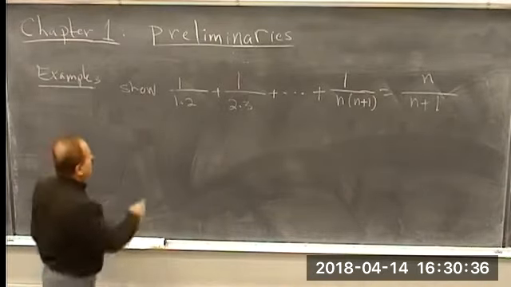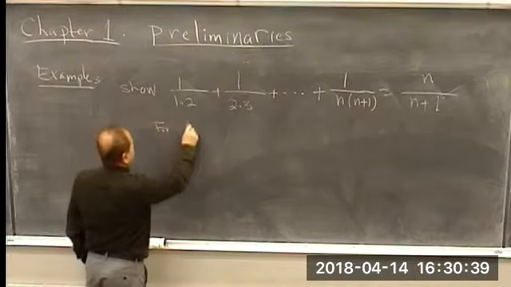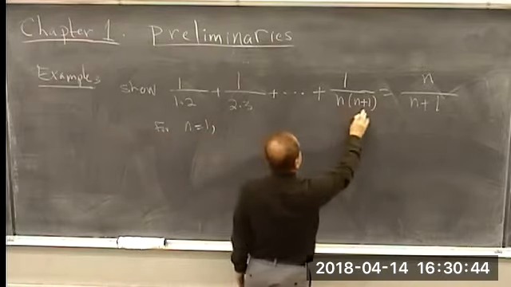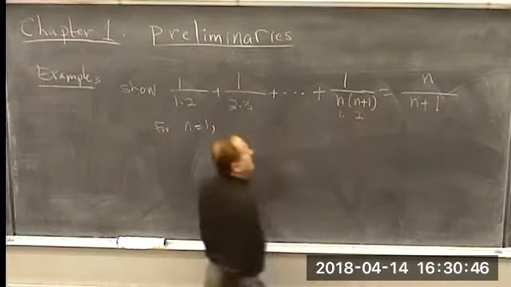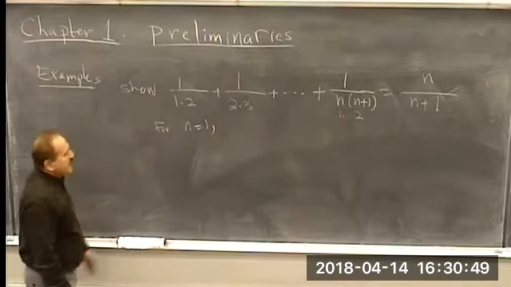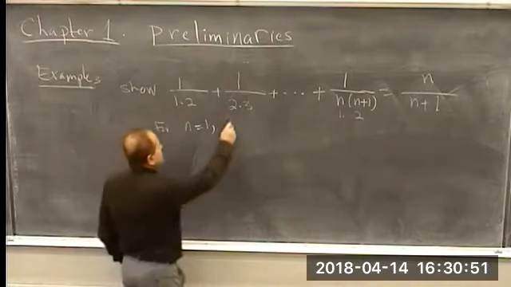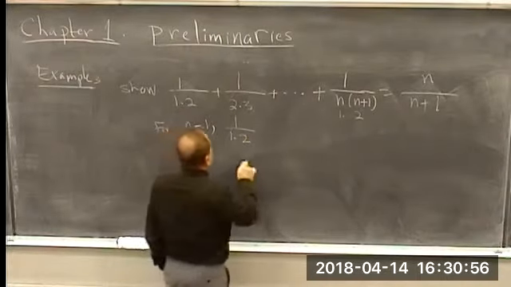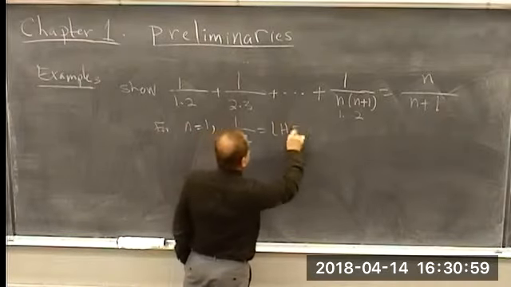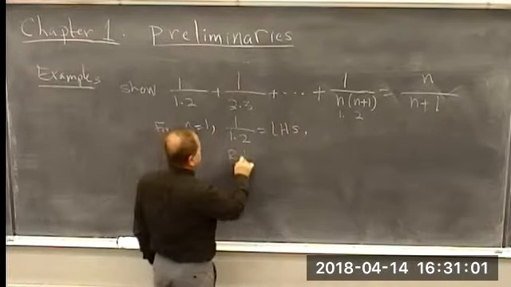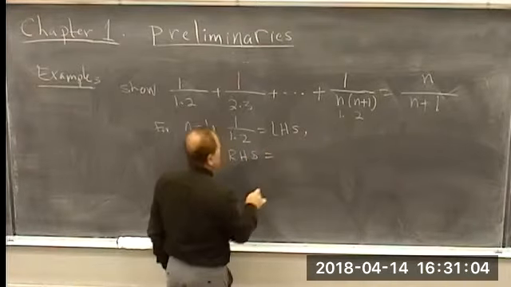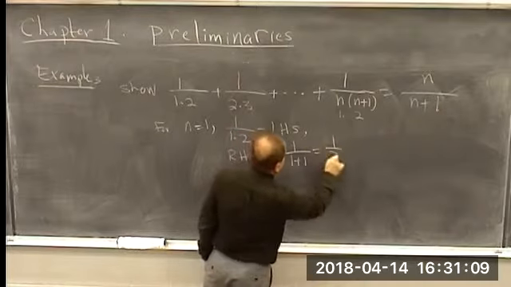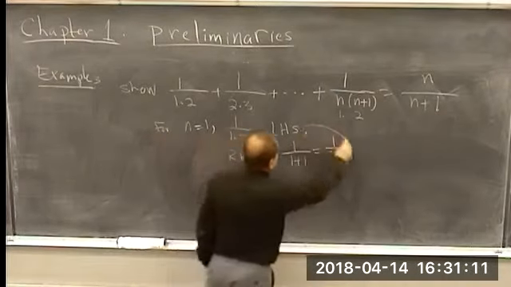All right, again, for n equal to 1, the last term in here is going to be 1 over 2. So we only have actually one term in here, which is 1 over 1 times 2. And this is the left-hand side. And the right-hand side, when n equals 1, is going to be 1 over 1 plus 1, and this is 1 half. So these are actually equal to each other, right?